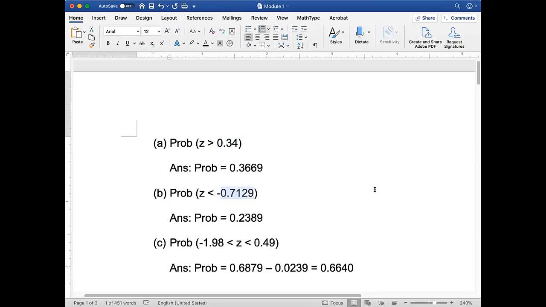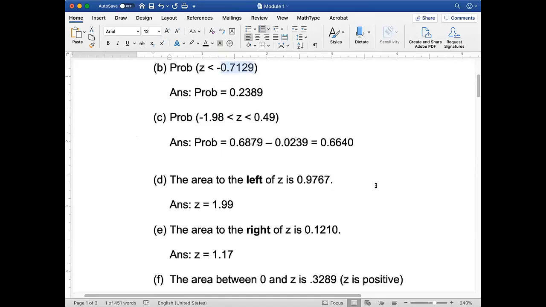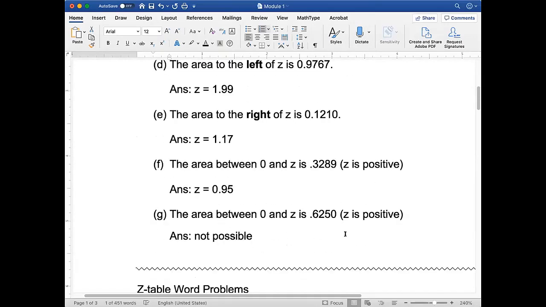Z-score just means, as I said at the beginning of this session, how many standard deviations above or below the average you are. And for this particular question, part G, which we just covered, I don't know what z is, but I know that the area between the average, which is 0 here, and another z-score is 62.5%. That's not going to happen, because the area under 0 is already 50%. How can you have another 62%? 50% plus 62% is already over 100. That's not possible. The largest the total area under the curve can be is 100%.